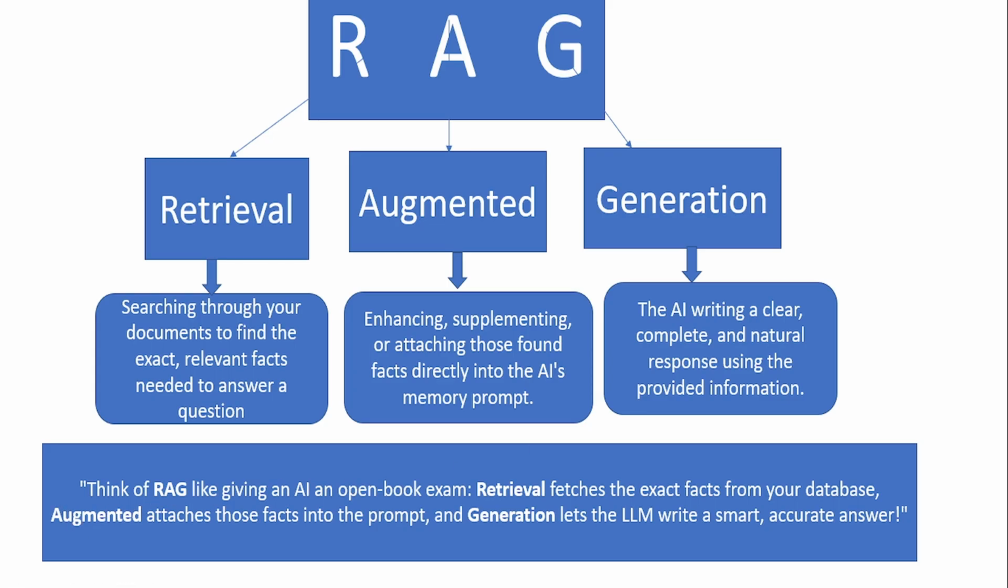Think of RAG like giving an AI an open book exam, like retrieval, where AI agent fetches the exact facts from your database, augmented, attach those facts into the prompt, and generation lets the LLM write a smart, accurate answer. So in this example, we are giving the AI agent a book or database from where it is supposed to collect or extract the answer or facts, and then it writes a smart, accurate answer.